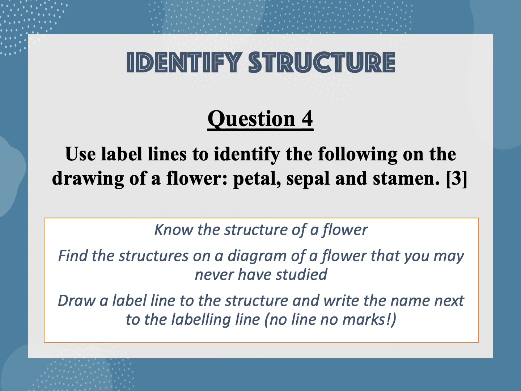Draw a label line clearly to the structure and write the name next to the labeling line. However, if the line is not given, you still need to write beside the labeling line. So be careful not to miss this question as the line is not given.